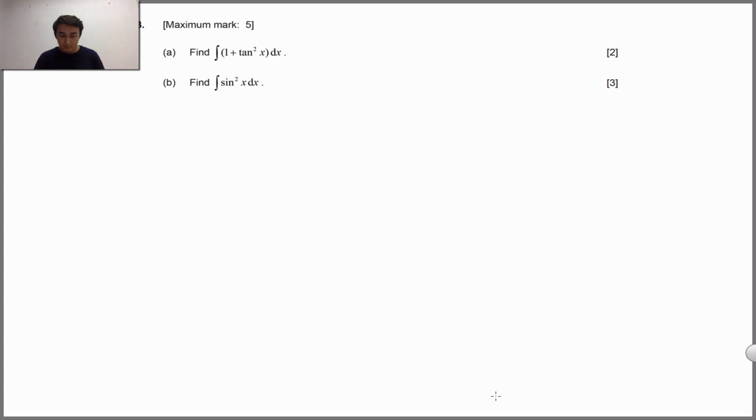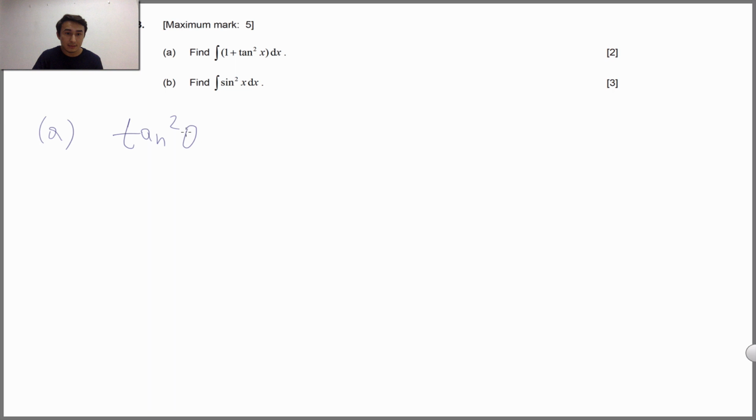Next question. Alright, integration question. For part A, one very useful identity which you guys will see over and over in your Math HL is this. So I want you guys to memorize this identity by heart.